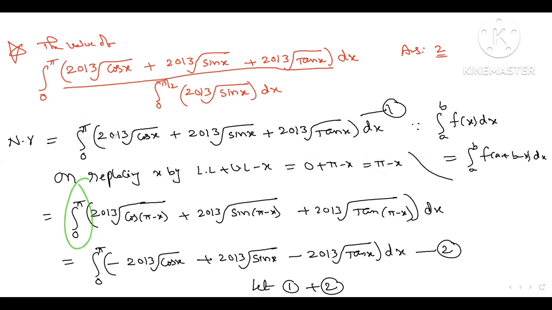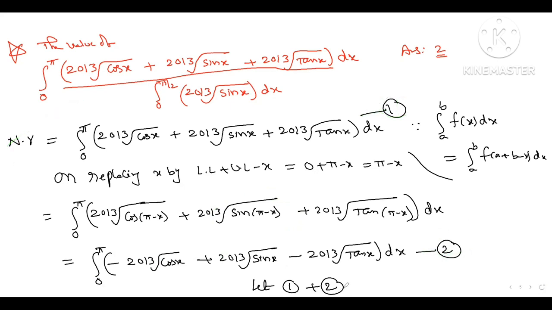Integral 0 to pi 2013, in the place of x, pi minus x, right? Cos of 180 minus x is minus cos. Sin of 180 minus x is plus sin x. Tan of 180 minus x is minus tan. Okay, let us observe this. Let us take this as the second equation. So the given statement is the first equation, the given numerator value.